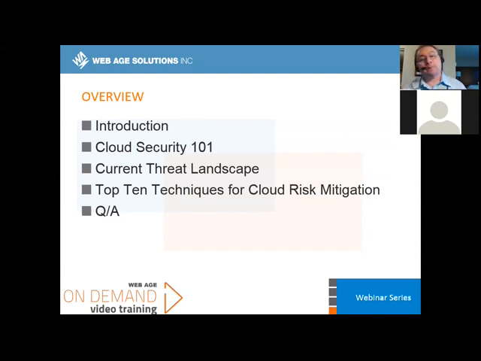I want to talk about the current threat landscape. We're going to touch on the major threats that are out there to an enterprise. So whether you're in the pharmaceutical industry, or you're an educational institution, government agency, or financial company, there are going to be threats that are definitely going to be a challenge to your organization to mitigate.